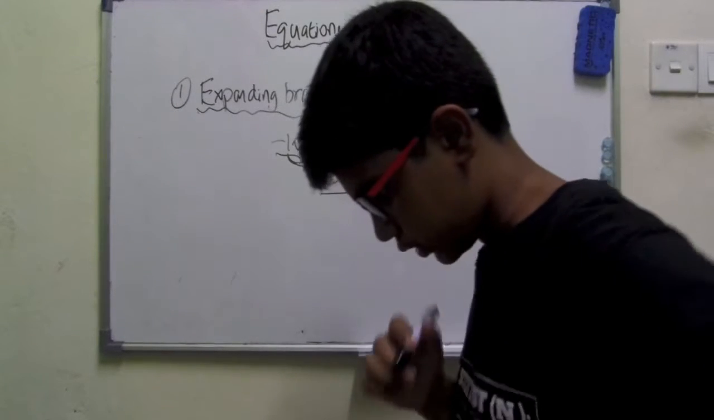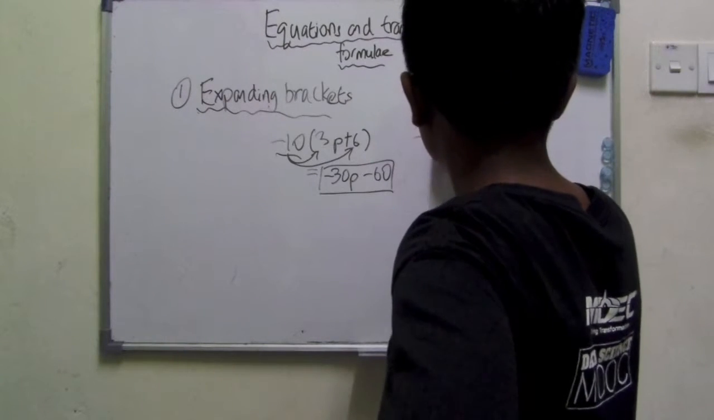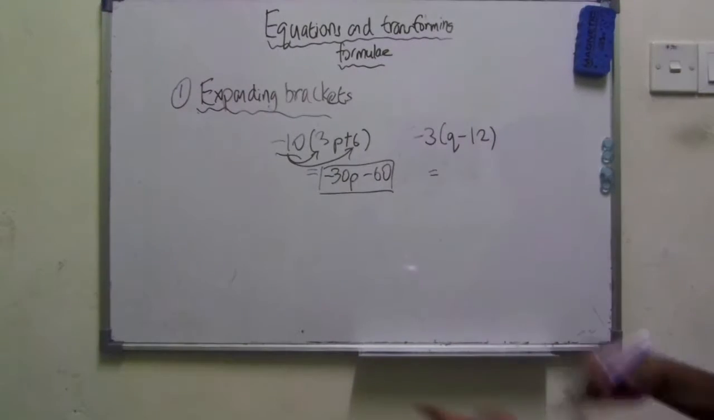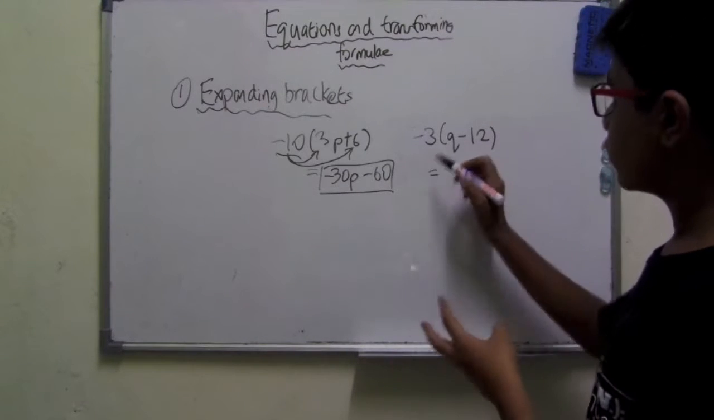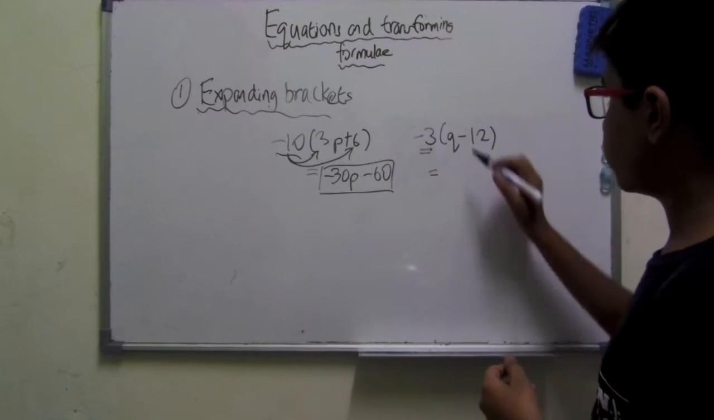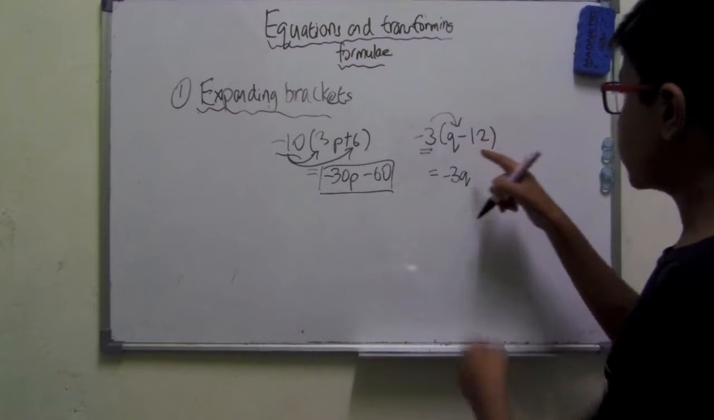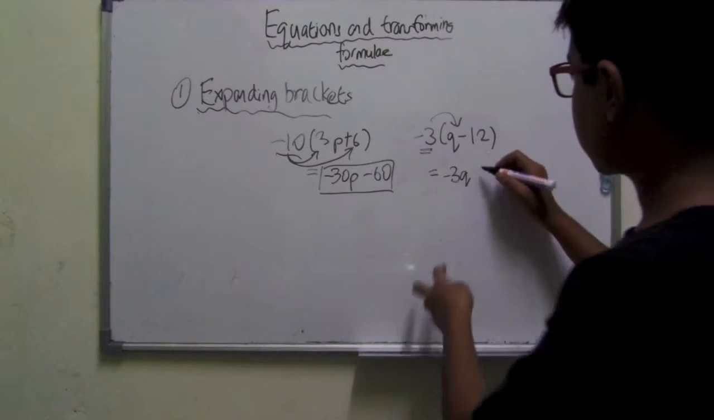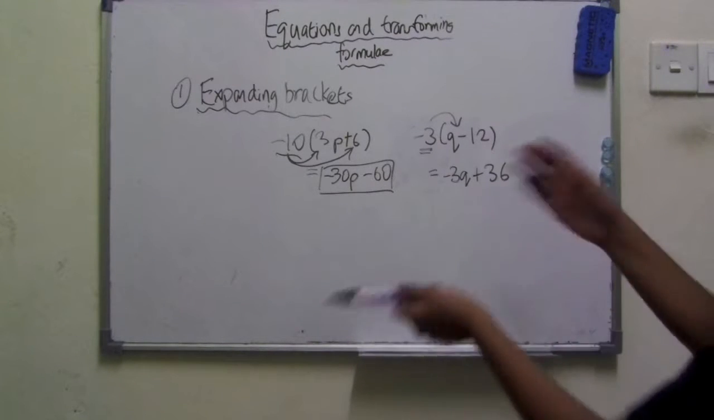Okay, let's try something else now. Something maybe a bit harder. Negative 3, open bracket, q minus 12. Not that hard. It's quite easy. The first step, find the number outside and multiply the number outside by the number inside. So that will be negative 3q, and negative 3 times negative 12, negative cuts out. 3 times 12 is 36. So that gives us negative 3q plus 36. Okay? So this is expanded.